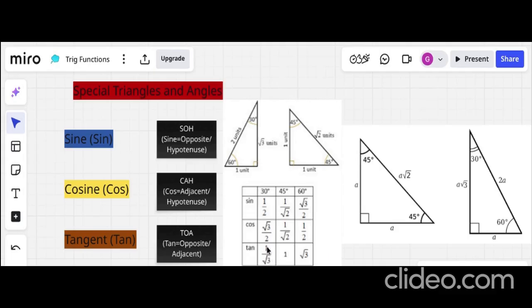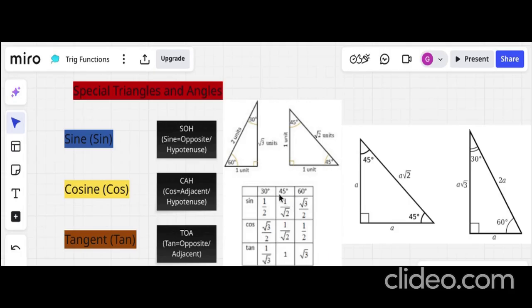You'll use these less often, especially as you get further into math. When you do what's called a unit circle, that you'll learn about later, you'll primarily use sine and cosine, but you'll use these as well. So they're important to remember.